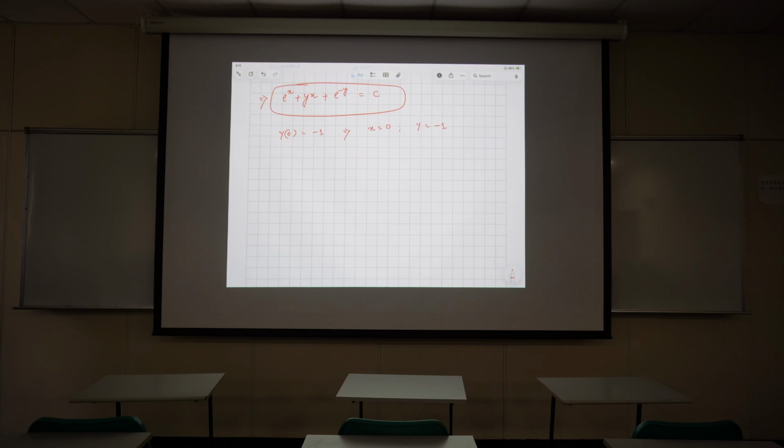So if you solve this one, the c value I got is 1 plus e. So my ODE final solution is e to the power x plus yx plus e to the power minus y is equal to 1 plus e. So this is my specific solution or particular solution.